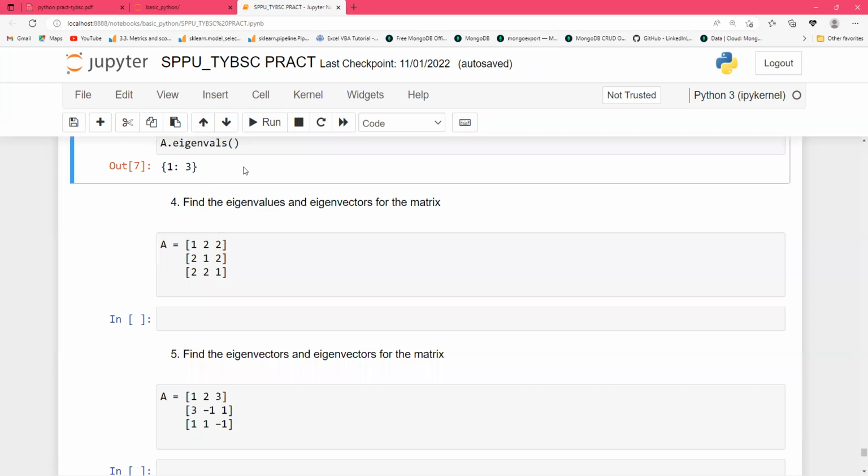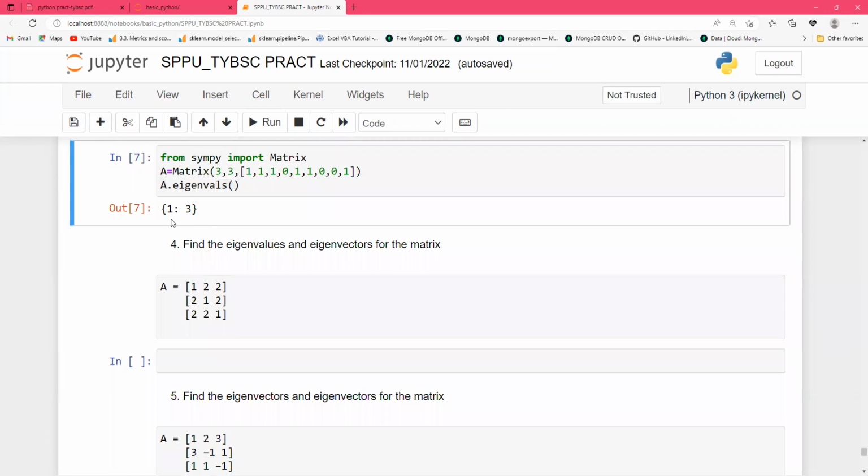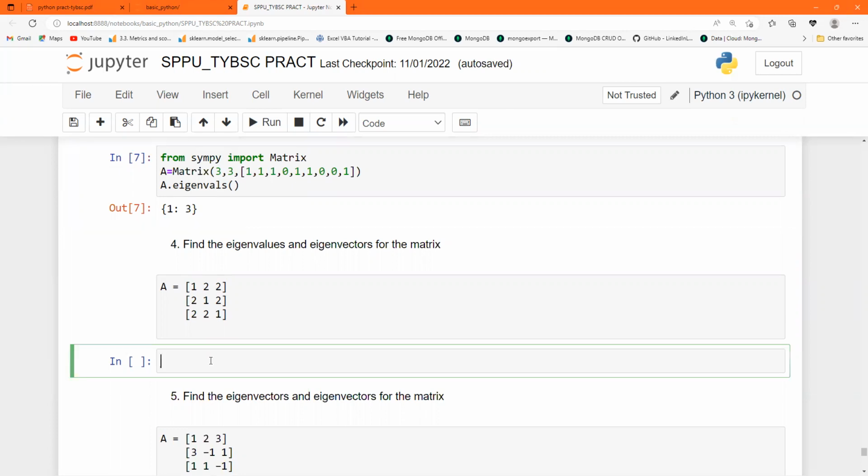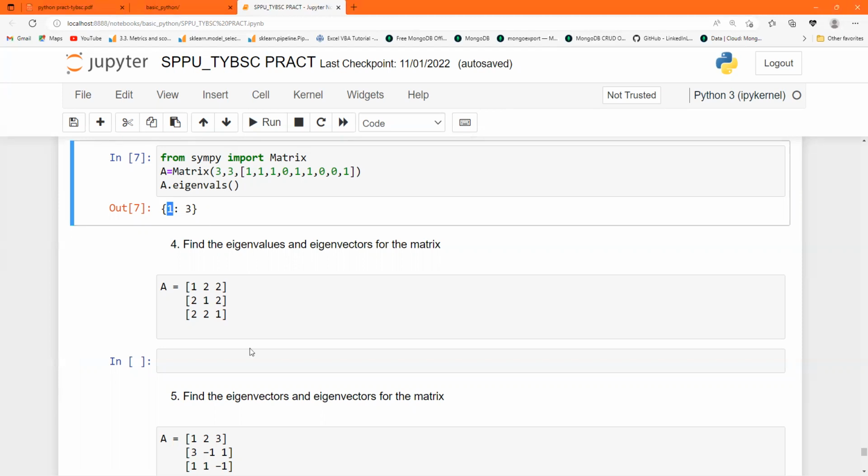Since it returns a dictionary, this 1 is repeated 3 times. This is the algebraic multiplicity. That means this matrix A has the eigenvalue 1, but it is repeated 3 times. So there are 3 eigenvalues: 1, 1 and 1. Why is it written as a dictionary? Because this is the key: 1 is the eigenvalue and it repeats 3 times.